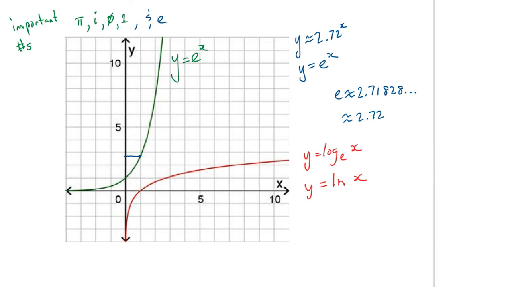So if I just say log of x, I mean log base 10. If I say ln of x, I mean log base e. So it's not a different operation than logarithms. It is a logarithm. It's just got the special base of e.